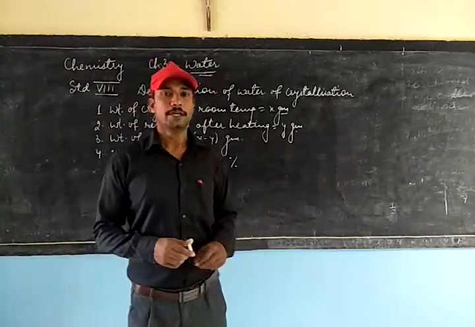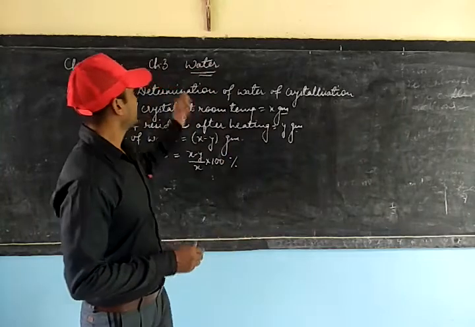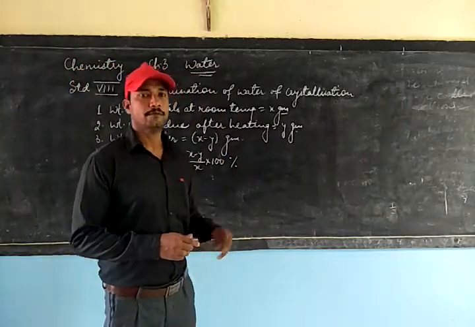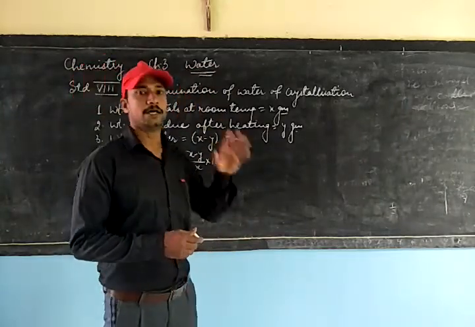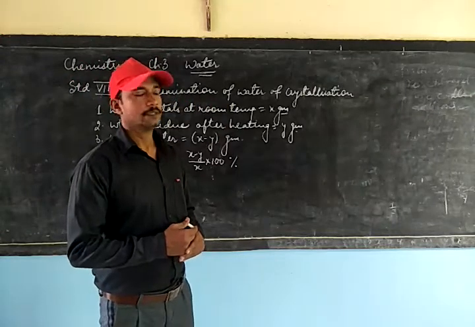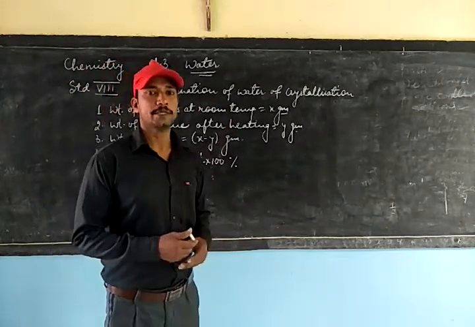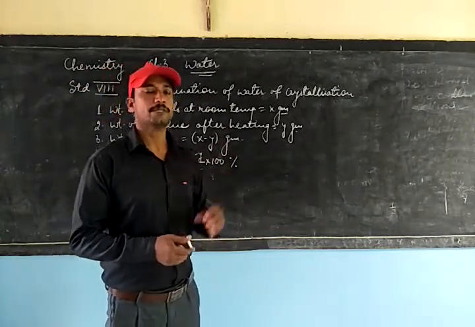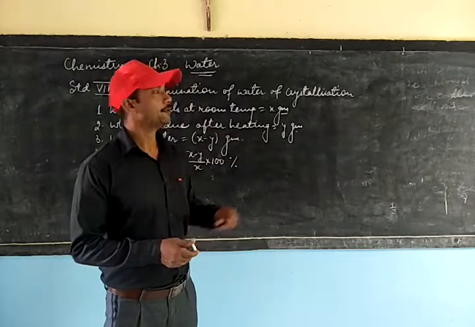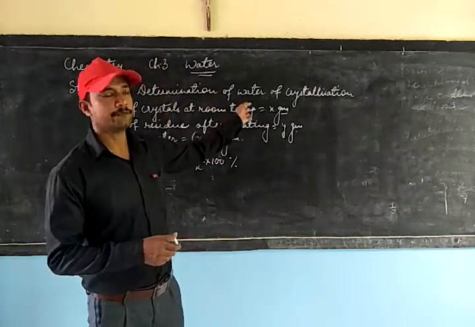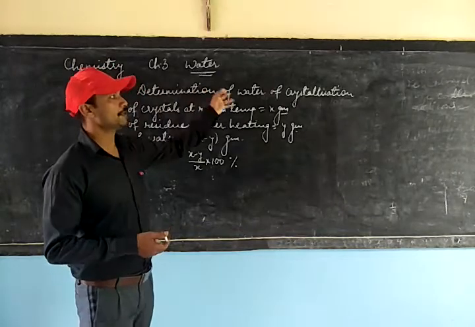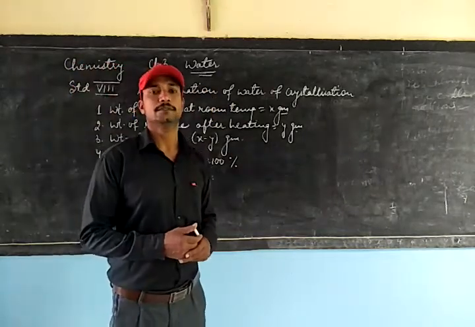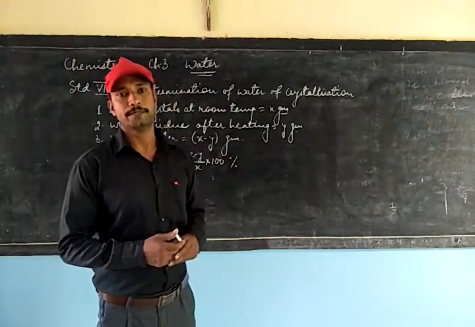Today in chemistry, from chapter number 3, Water, we are going to study the last topic. Since you know that the whole chapter is not coming, only a certain part of the chapter is coming, and we have this as the last topic, which is determination of water of crystallization. What do you mean by it?